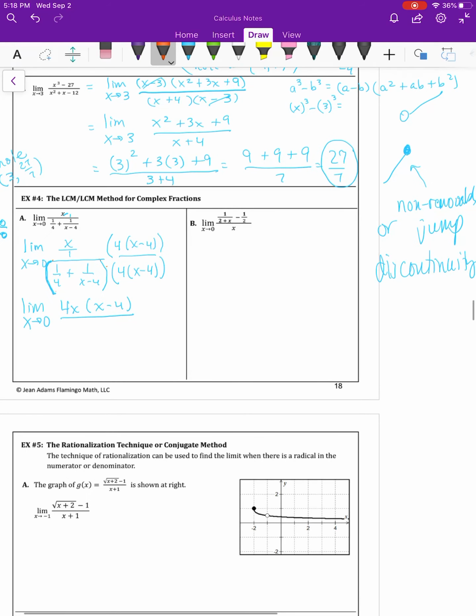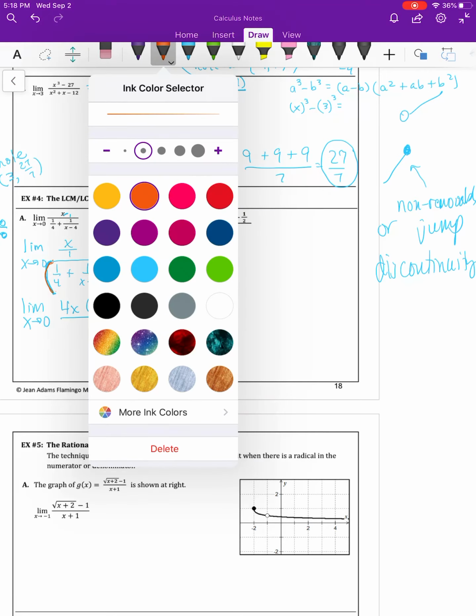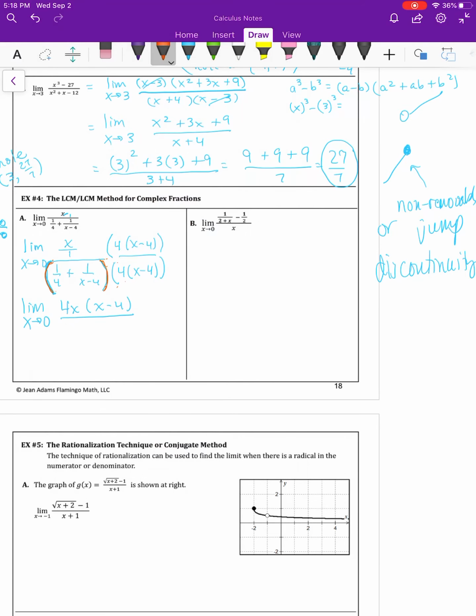This is a binomial. And so this is going to get distributed. This is going to get distributed, and to that one.